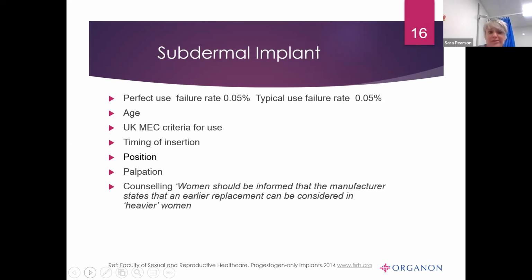Counselling: women should be informed that the manufacturer states that an early replacement can be considered in heavier women. This is a bit of a grey area, and it's really difficult to explain when you see women. Guidance from 2014 was very much around making sure that any woman over 70 kilograms, which is only 11 stone, had that conversation, that actually your implant may not be as effective in that third year. But that's going to really put the fear of God into everybody, and they potentially might not want to go with that method.